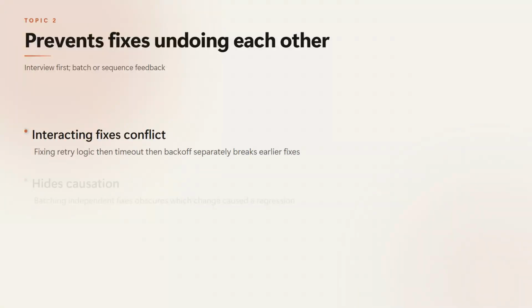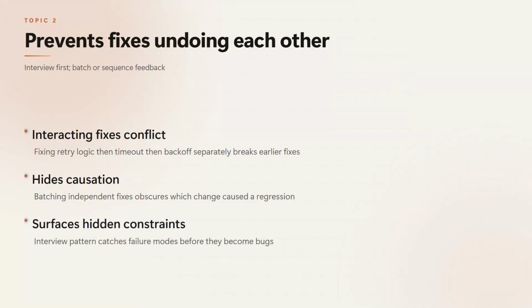Without this, you get fixes that undo each other. Imagine 3 comments on a retry, timeout, and backoff interaction. If you fix the retry logic in one turn, then adjust the timeout in the next, that second change can break the retry behavior you just fixed. By the third turn, you're chasing your tail. Batching them into one message lets Claude reason about the whole interaction at once. On the flip side, if you batch 2 unrelated typo fixes with a complex logic change, and something breaks, you can't tell which change caused it. In production, that means longer debugging, more rollbacks, and a system that feels brittle.